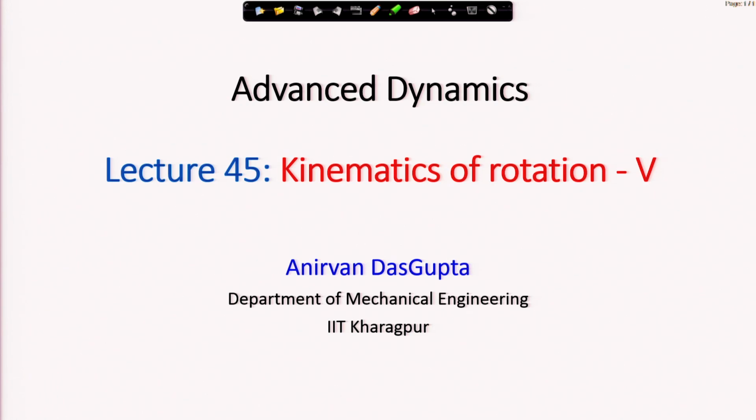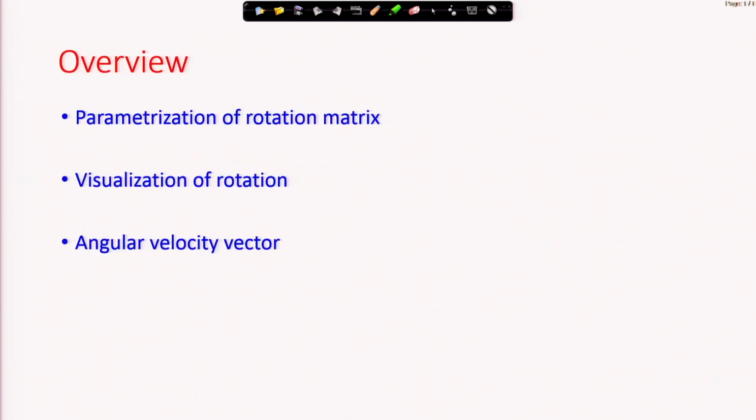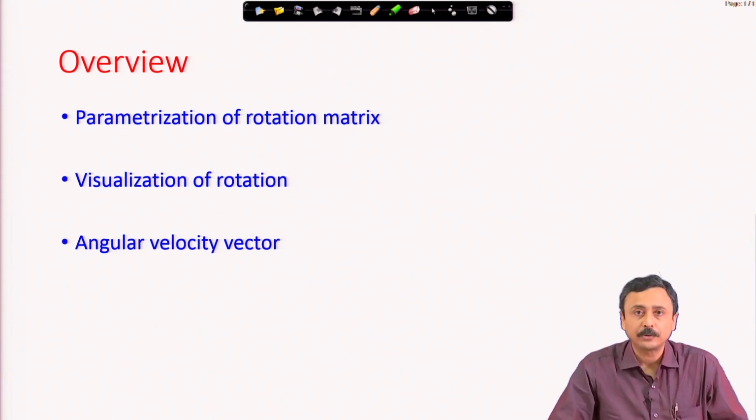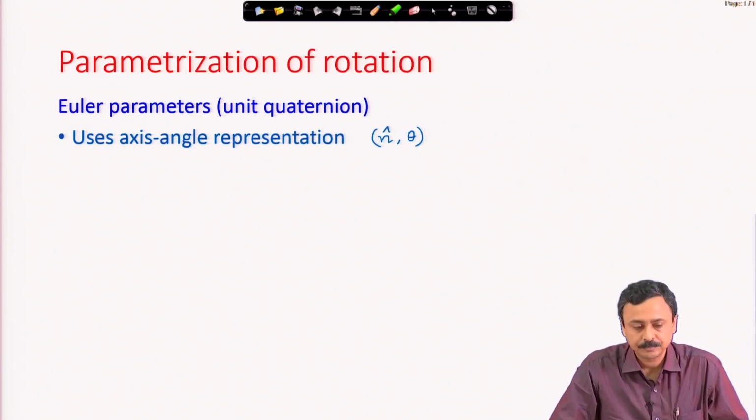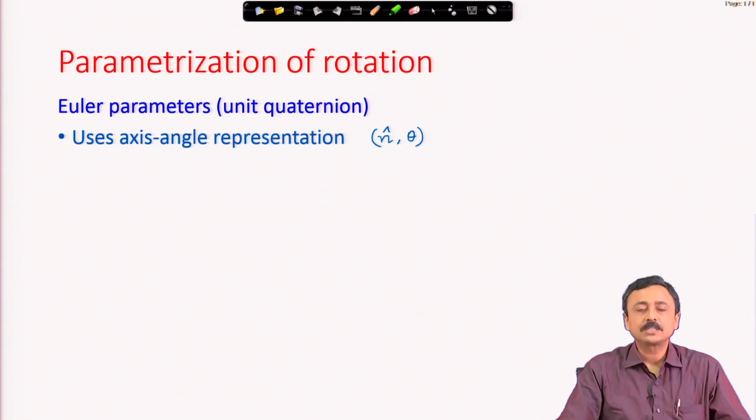In this lecture we are going to continue our discussions on kinematics of rotation. We were discussing parametrization of the rotation matrix and visualization of rotation. Here we will also look at the representation of angular velocity vector, and we are going to represent the angular velocity vector in terms of the parameters, the rotation parameter rates. Now, parametrization of rotation, this discussion we had started in the previous lecture.